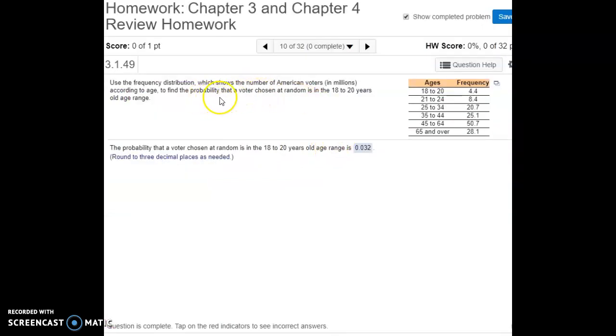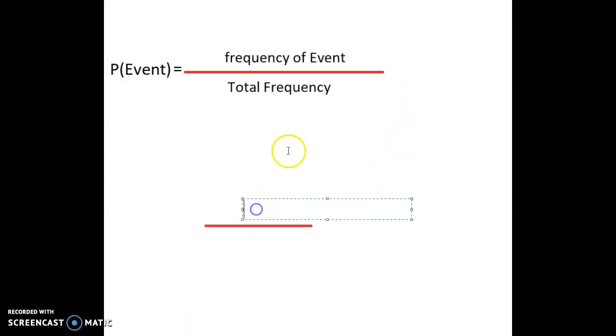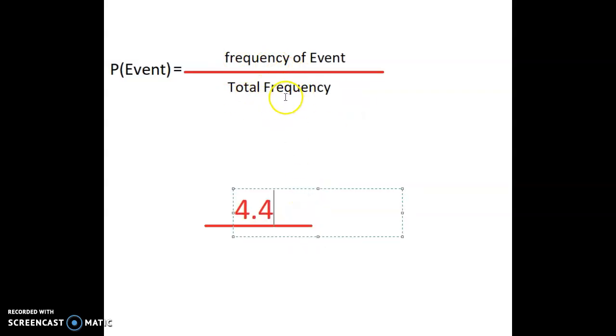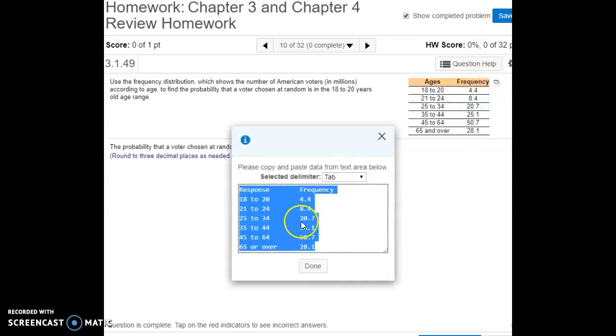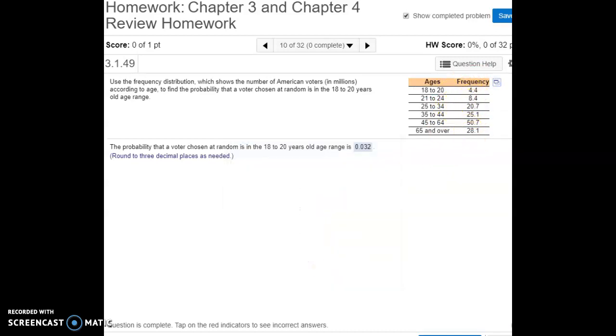The frequency of choosing someone in the 18 to 20-year-old range is 4.4. We can see that from our frequency distribution. And so we have the top part of our ratio here, it would be 4.4. And now to find the bottom part of the ratio, the total frequency, we would need to add up the values from each of the different classes in our frequency distribution. And you can just type those in a calculator. You can copy them into Excel here and use Excel to quickly add them up, but sum those up.